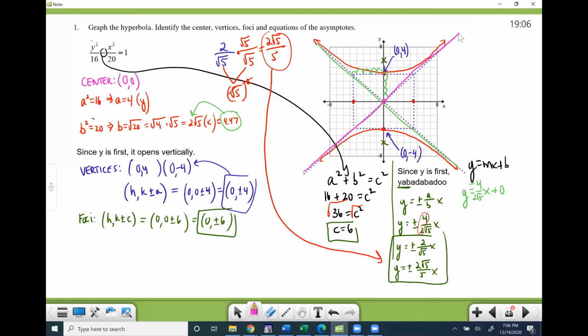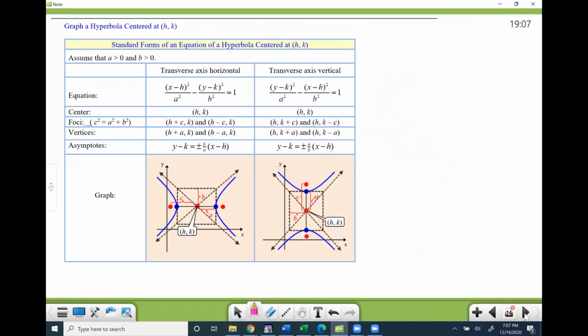And you can see, yeah, A over B makes sense because A was 4 and it was the B that was the root 20 or 2 root 5, whatever. So A over B makes sense. So if you want to go y equals mx plus b with it, by all means do. If you want to have this formula written on your note card, I'm fine with that too.